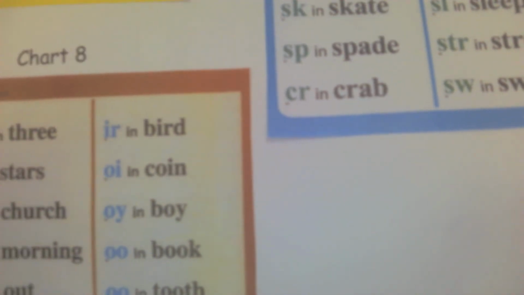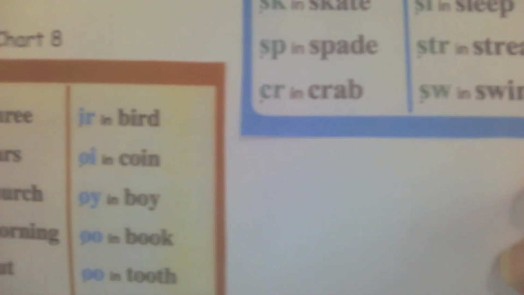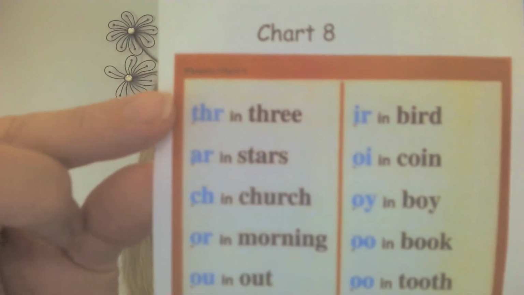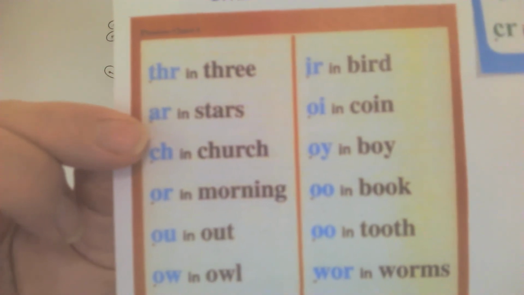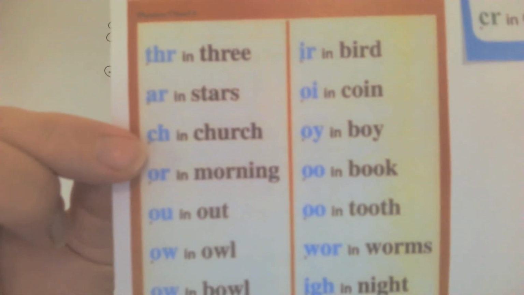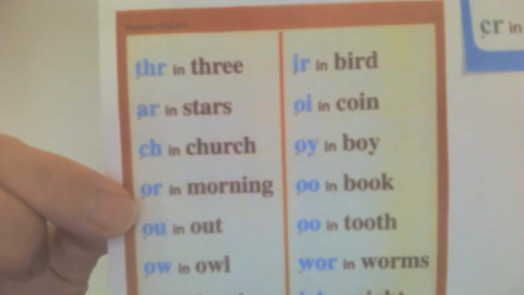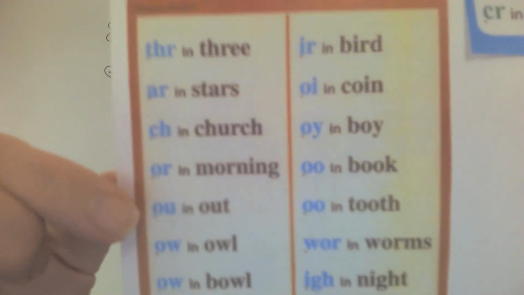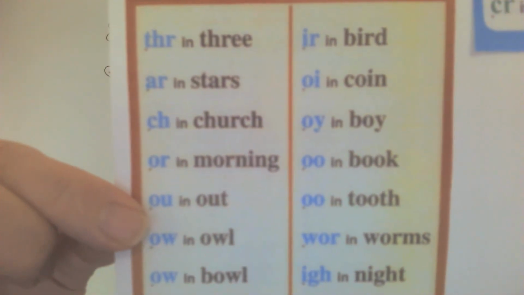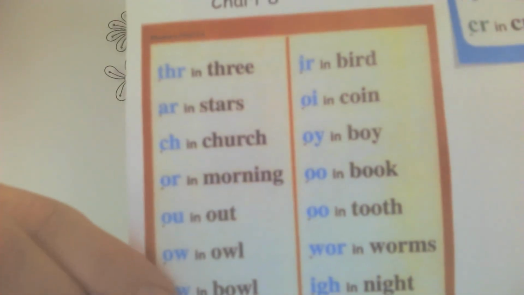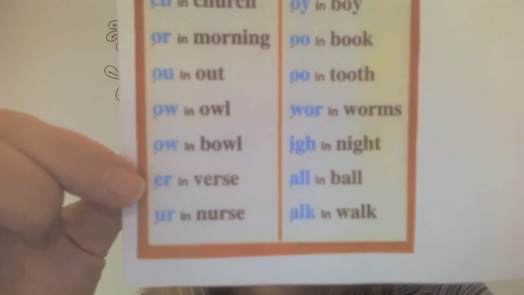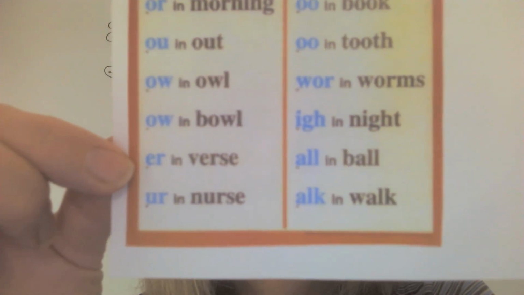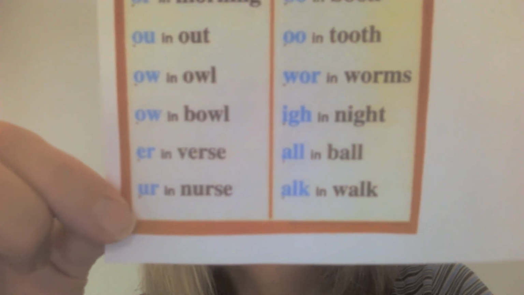Let's do it together. Ready? T-H-R, thir, and 3. Can you see that? We'll do that one again. T-H-R, thir, and 3. A-R, R, and stars. C-H, ch, in church. O-R, or, in morning. O-W, ow, in out. O-W, ow, in owl. O-W, O, in bowl. E-R, in verse. U-R, in nurse.